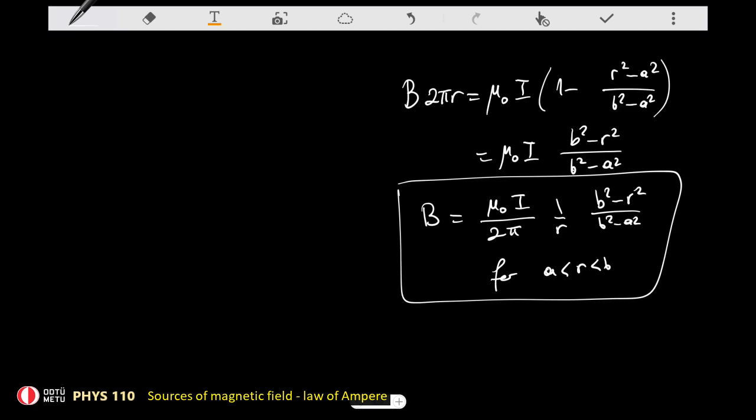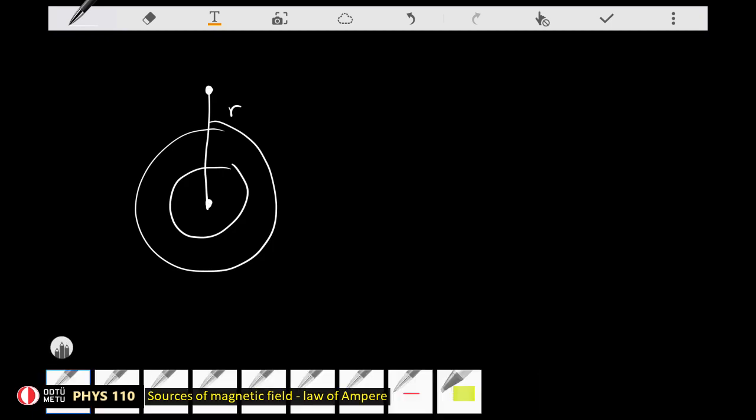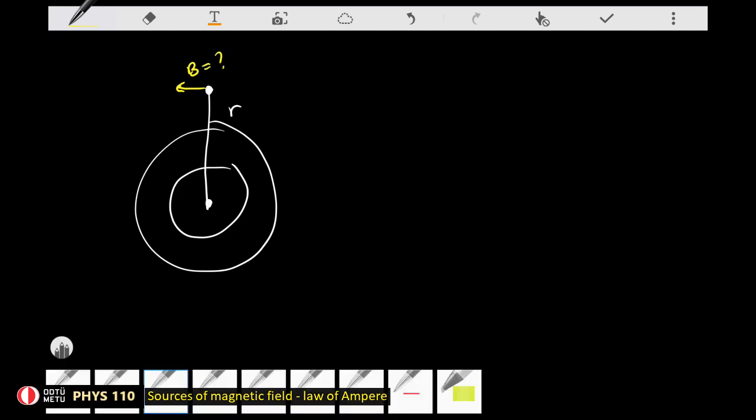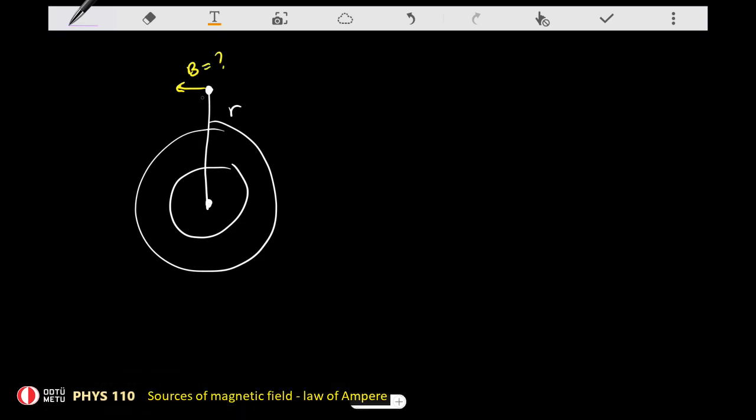Next, what happens in the outside? So again, this is the outer shell, inner conductor, conducting wire. I have a point somewhere in here where that distance is r. I'm curious about the value of the magnetic field there, so I would like to find this. I want to know what it is. So as a result, I choose an Amperian loop that passes through this point.